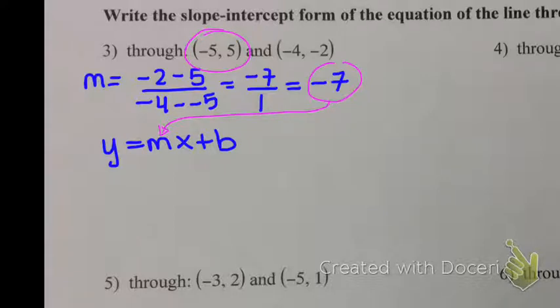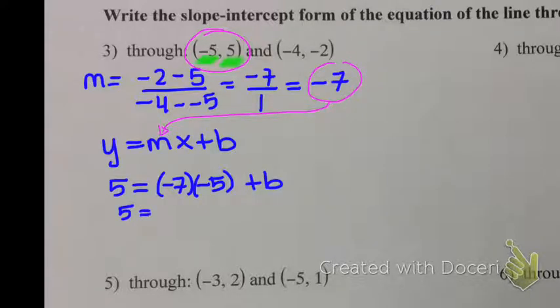So I'm going to get our y value is 5. 5 equals, the m value is -7 times -5, which is my x value. I'm getting those x's and y's from up here. Okay, and then I'm going to write plus b. Now I'm going to go ahead and solve this. So 5 equals 35 plus b. And now I'll just go ahead and subtract from both sides to solve for b. And so I get -30 is equal to b.